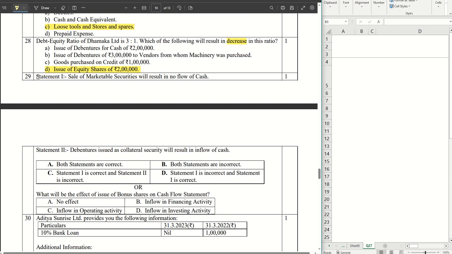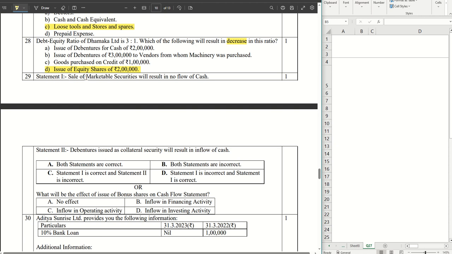Question number 29. Statement 1: Sale of marketable securities will result in no flow of cash. And statement 2: Debentures issued as collateral security will result in inflow of cash. Statement 2 is incorrect straight away because debentures issued as collateral will not result in inflow of cash, because these are just given to the bank as collateral. They are not issued to the public or to anyone. So no cash inflow happens here. Statement 2 is incorrect.